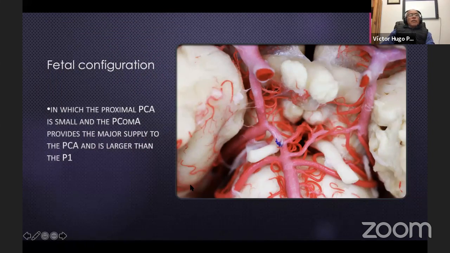You know that fetal configuration is the configuration in which the proximal posterior cerebral artery, this one, is small, and the posterior communicating artery provides a major supply to the posterior cerebral artery and is larger than the P1. So this is P1. They are very short. Here we have another variation in the anatomy of these beautiful arteries. This is the posterior communicating artery, and this one. Both of them are fetal configuration, and this is a very long P1 on the left side of this brain.